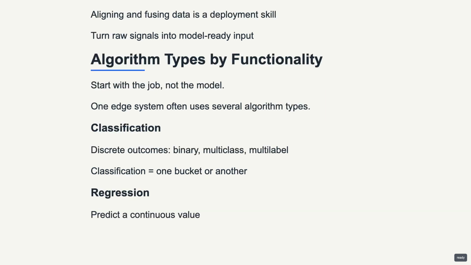Temperature, pressure, speed, vibration, and humidity all fit this pattern. A virtual sensor often uses regression because it infers a quantity from related signals when that quantity is not measured directly.